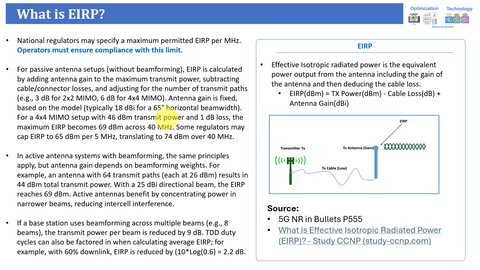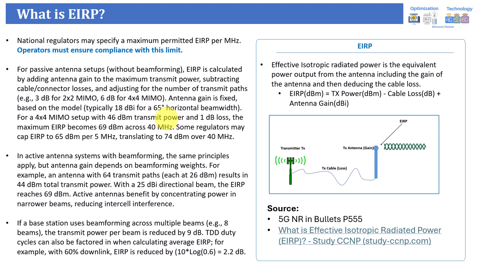So what does EIRP, effective isotropic radiated power, mean? It's a very easy one. But first, let me highlight one thing, which I already highlighted in the previous slide, that sometimes the national regulators may specify a maximum permitted total EIRP per megahertz. For example, they tell you they need 20 watt per megahertz or 2 watt per megahertz or whatever, depending on them. So you need to follow that.